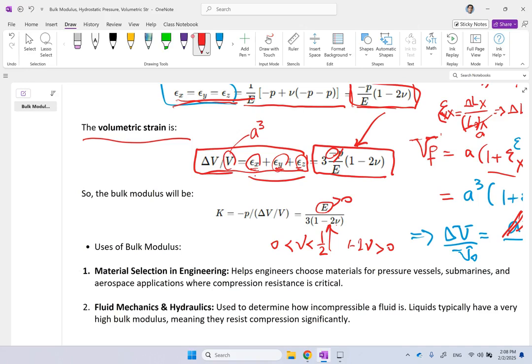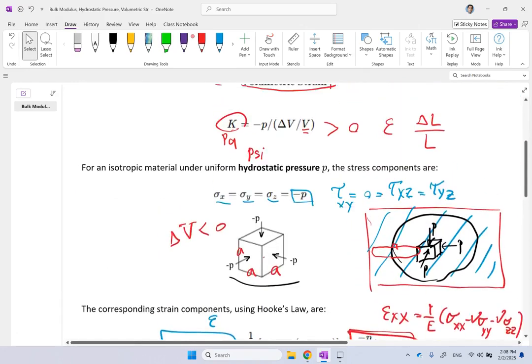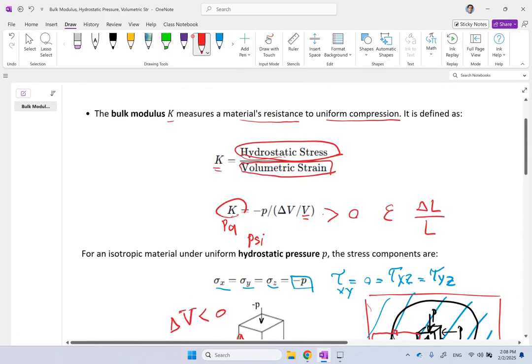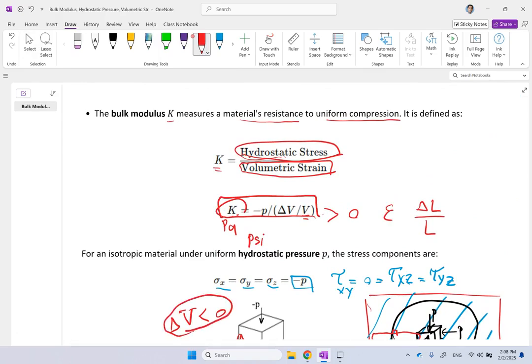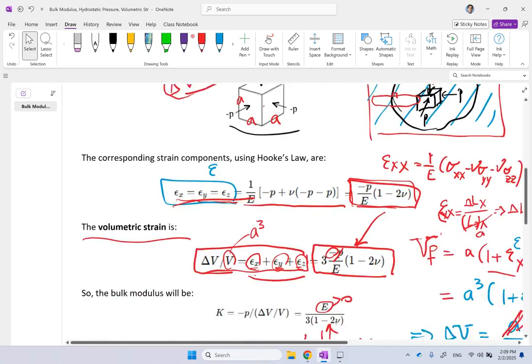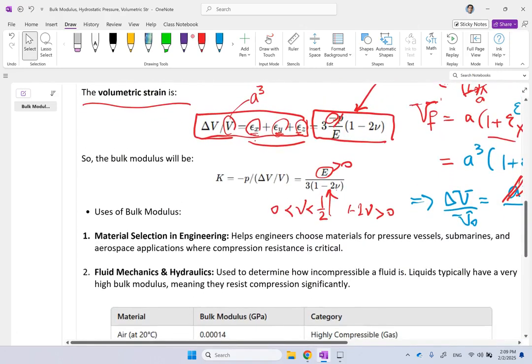Now, this is actually the other way around. So, if I want to be honest with you, because K is positive, it has to be positive. If K is not positive, it means when you squeeze the material, it will increase its volume rather than shrinking its volume. Okay, so because this delta V is negative and this guy is negative and V is positive, K has to be positive.